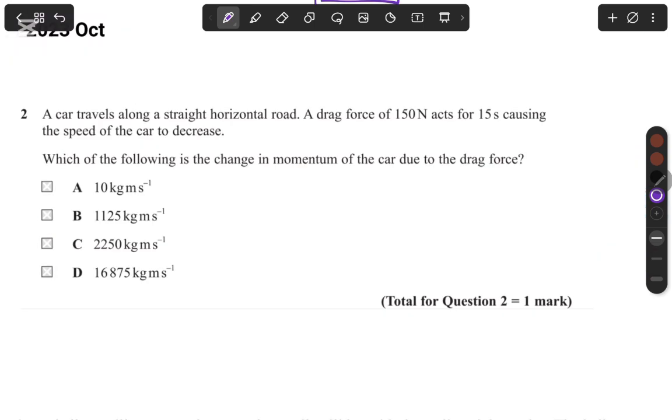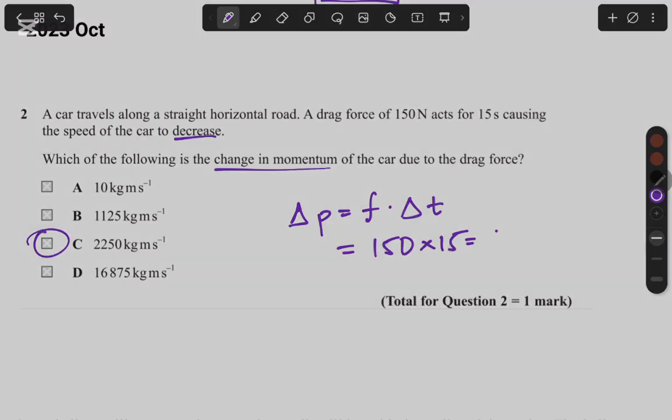Okay, next part. A car travels along a straight horizontal road. They've given us a drag force. It acts for 15 seconds, causing the speed of the car to decrease. And then they've asked, what's the change in momentum? So change in momentum is equal to the force that's acting times the time period for which that force acts, 150 times 15. That's going to give you the answer as C.